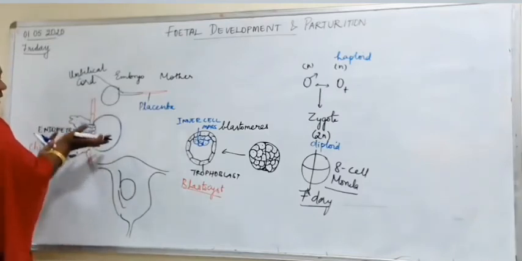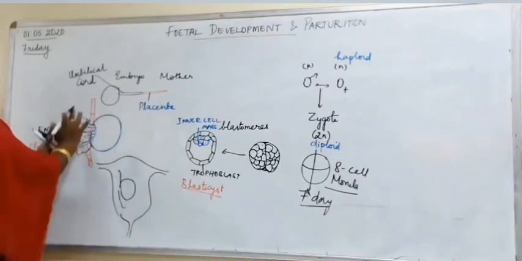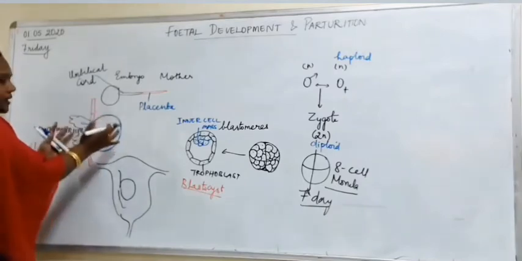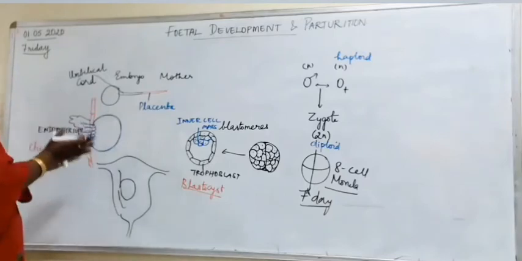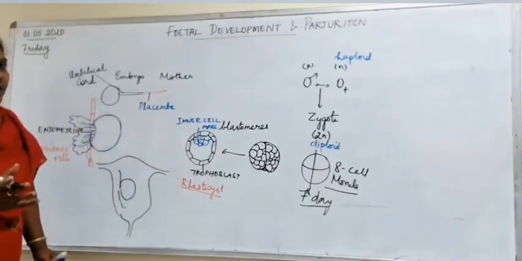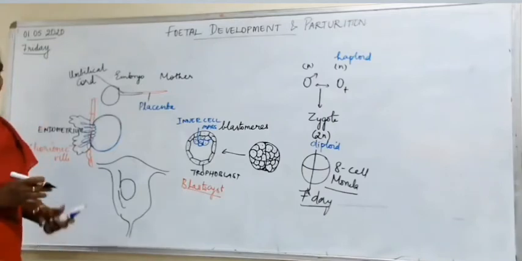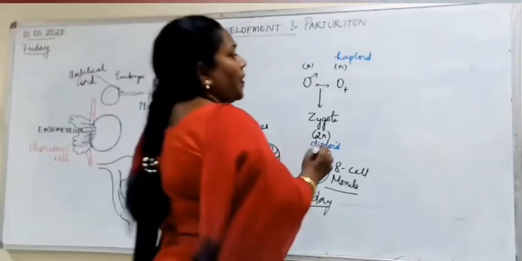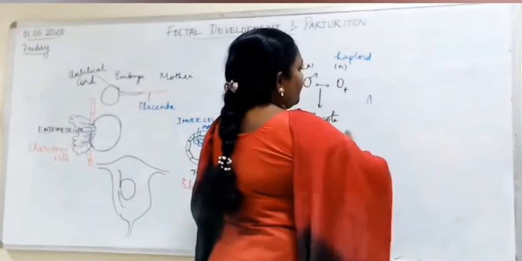Can you understand? After that, it just takes 1 month. After all the development takes place, after 1 month of pregnancy, what will be developed? Embryo's heart. When? After 1 month of pregnancy.